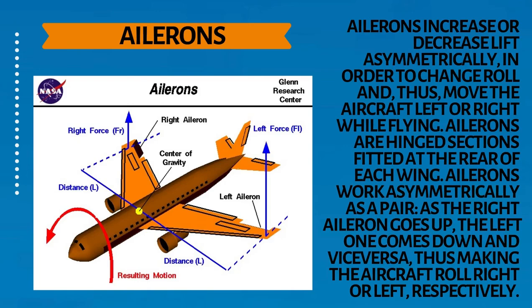Ailerons. Ailerons increase or decrease lift asymmetrically in order to change roll and thus move the aircraft left or right while flying. Ailerons are hinged sections fitted at the rear of each wing. Ailerons work asymmetrically as a pair. As the right aileron goes up, the left one comes down and vice versa, thus making the aircraft roll right or left respectively. Up aileron deflection, down aileron deflection.